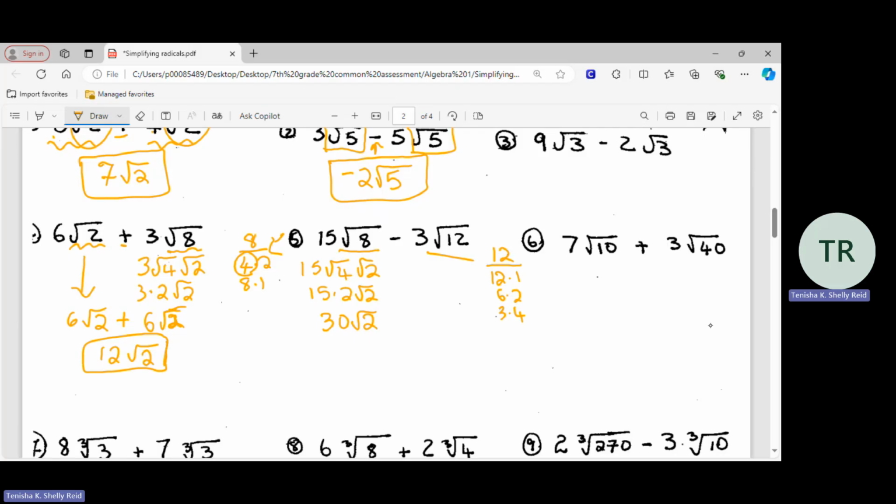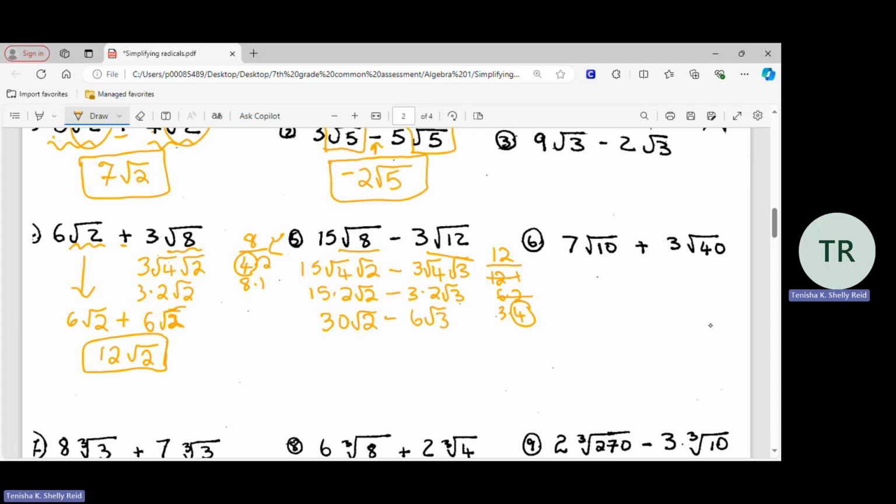Any of these a perfect square? No, yeah, there goes that 4. So this can be broken into 3, square root of 4, and the square root of 3. Well, the square root of 4 again is a number. The square root of 4 is 2, so it's 3 times 2 times the square root of 3. That means it's 6 times the square root of 3.